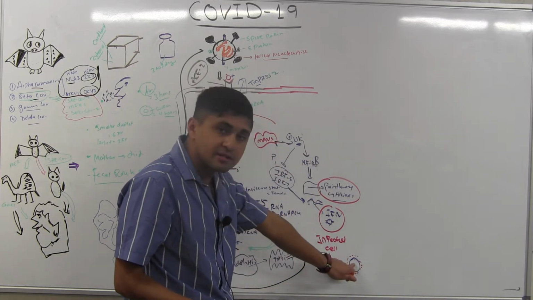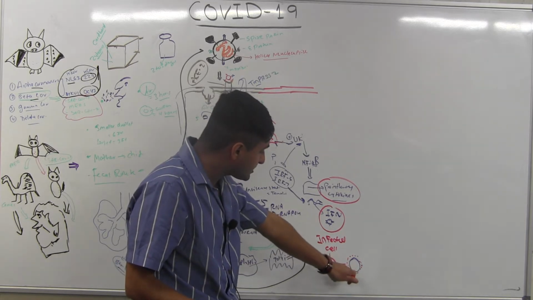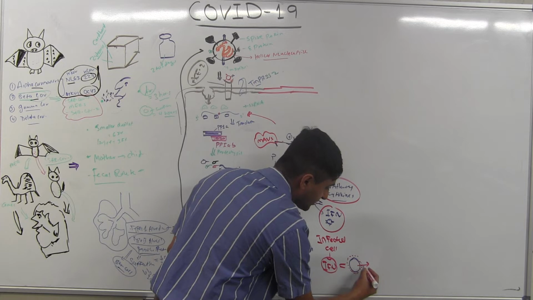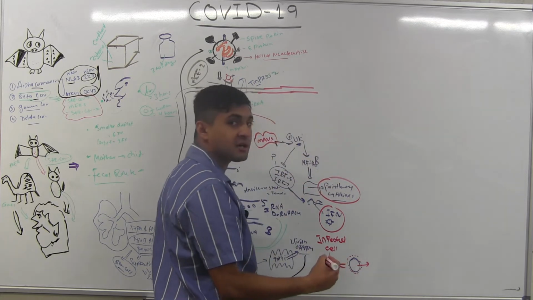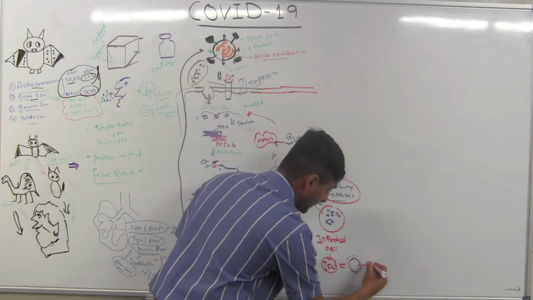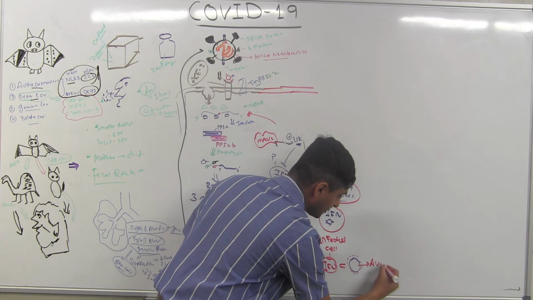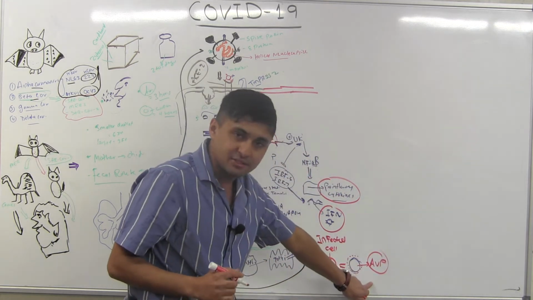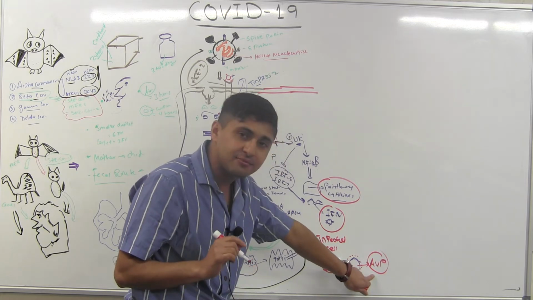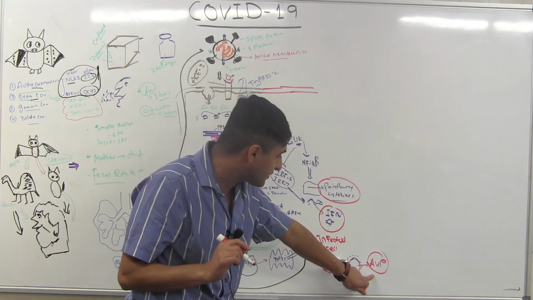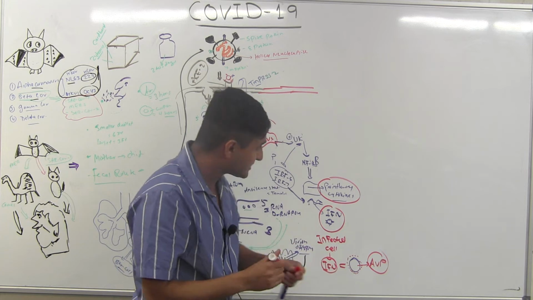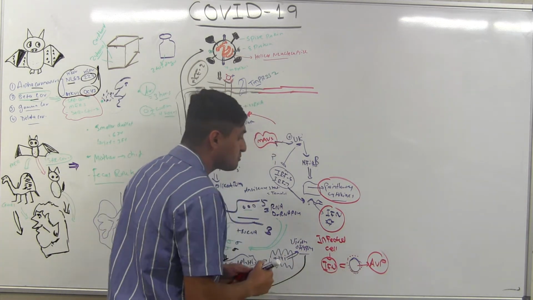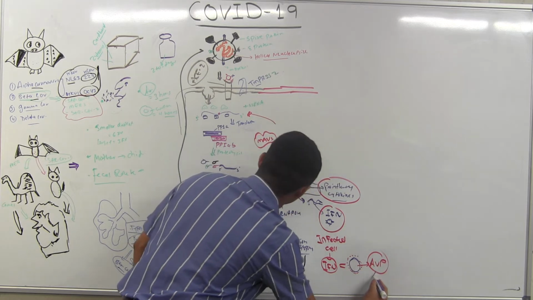And once these other cells are coated by the interferon, these cells are going to secrete antiviral proteins. That's what these guys do. So now these cells are making antiviral proteins, and what do antiviral proteins do? This antiviral protein will prevent this process.